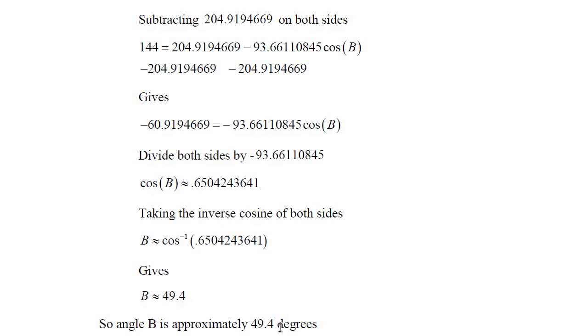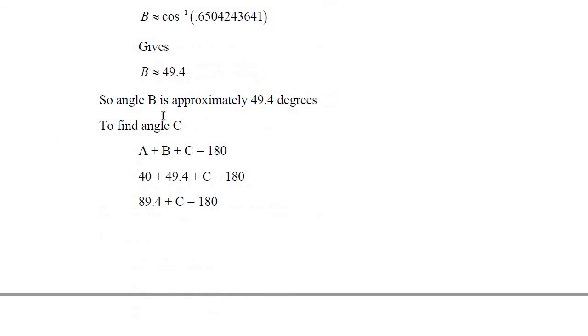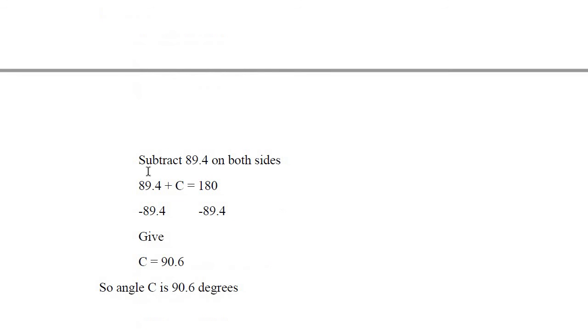Now, I know angle A, that was given to me in the problem. I just found angle B. So now I can use that property of triangles to add those two angles together to get me 180. So 40 plus 49.4 plus C is equal to 180. So it gives me 89.4 plus C is equal to 180. Subtract my 89.4 over, and that gives me C is approximately equal to 90.6 degrees.